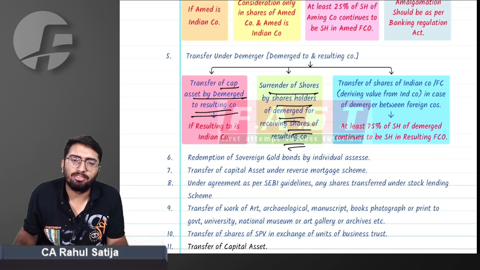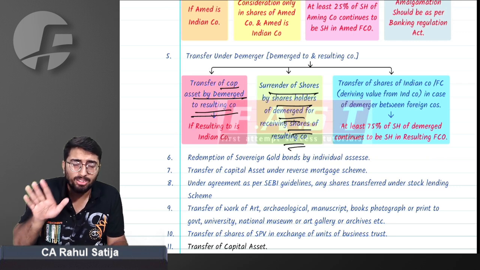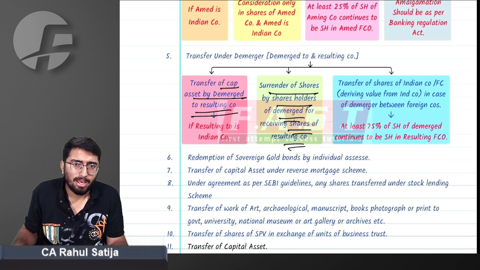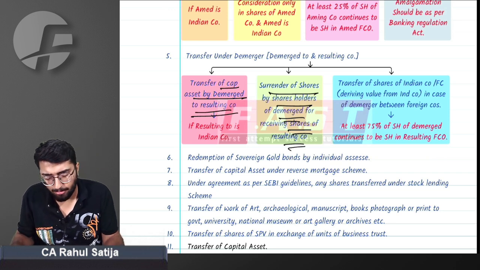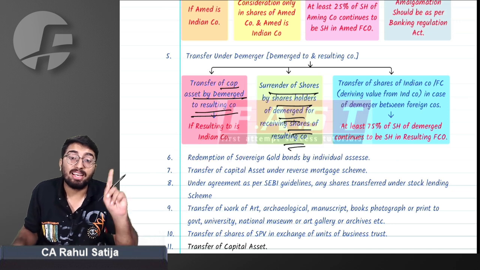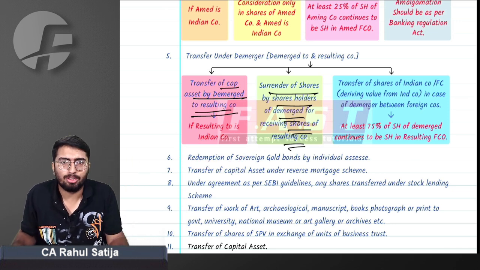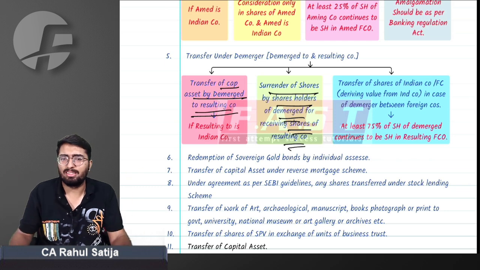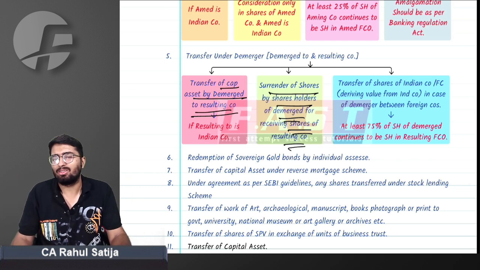What if an individual sells such sovereign gold bonds before maturity? Can I say capital gain will be leviable? Right answer is yes, capital gain will be taxable in his hands because this exemption is available only at the time of redemption. And what about, sir, interest? Is interest taxable or exempt? Right answer is, interest is also taxable.